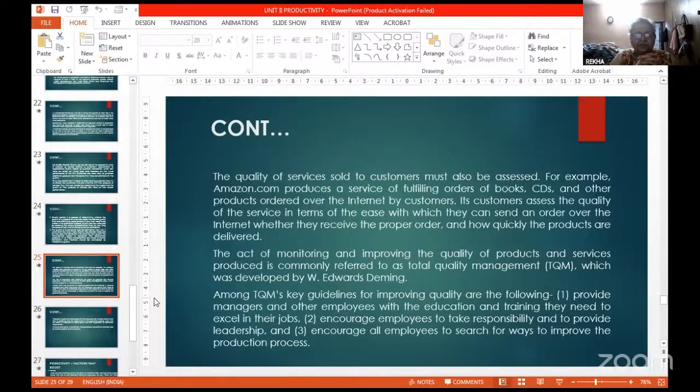Among TQM's key guidelines for improving quality are the following. First, provide managers and other employees with the education and training they need to excel in their jobs. Second, encourage employees to take responsibility and to provide leadership. And third, encourage all employees to search for ways to improve the production process. So, getting the employees involved, making them feel as if they own the company.